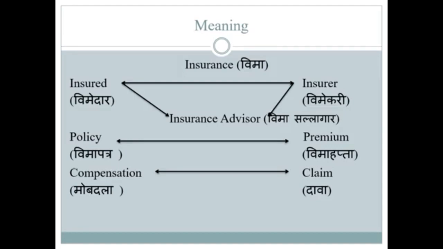Now, a term which should be included in this diagram but is not mentioned is subject matter. What is subject matter? Subject matter means a thing, a property or a person on which you want an insurance policy. A thing, a property or a person on which you want an insurance policy is known as subject matter.